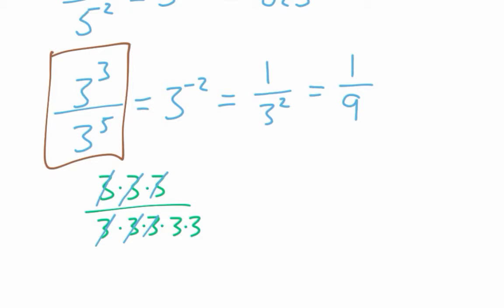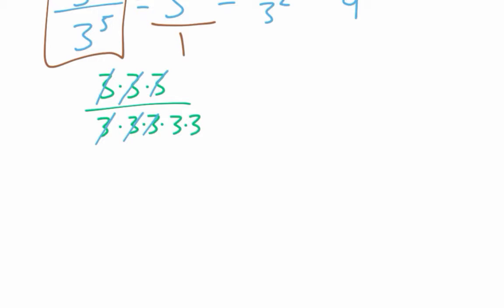When you subtract the exponents, the answer always starts in the numerator. So when I get that 3 to the negative 2, it's 3 to the negative 2 in the numerator. The negative then means we move it. Is that fair? Yeah. So whenever you're subtracting exponents, the answer always starts in the numerator.